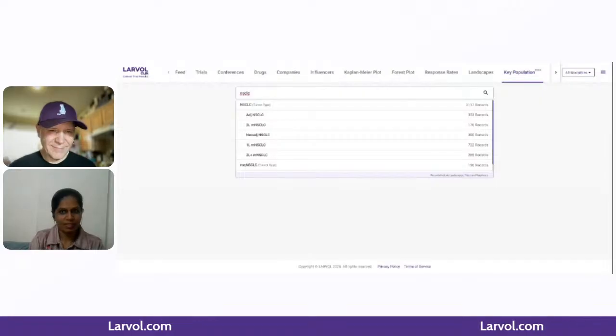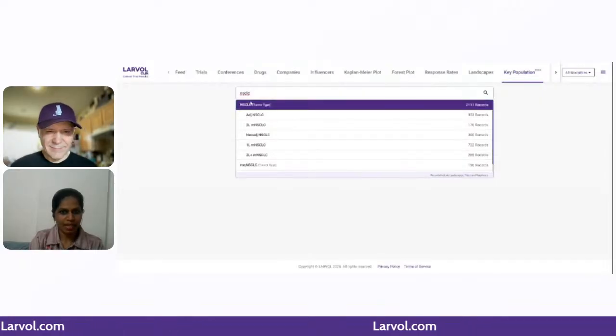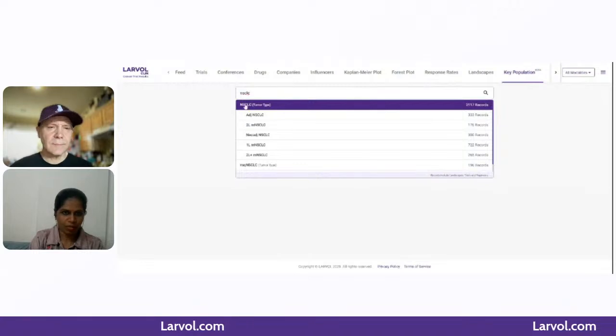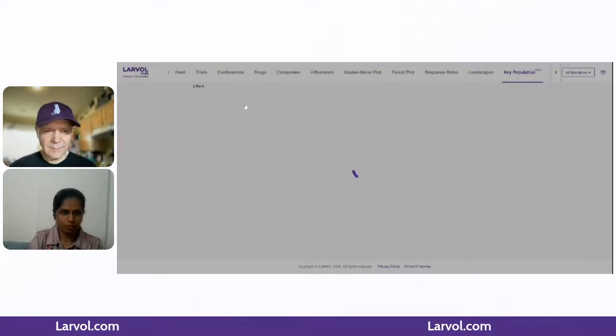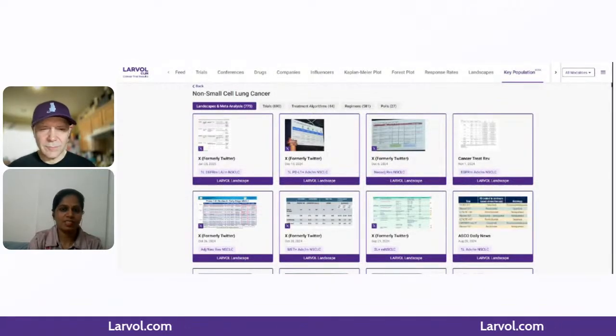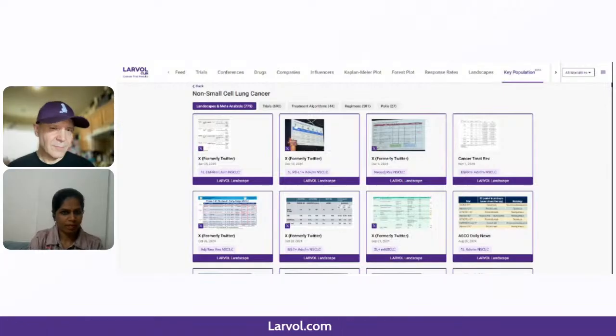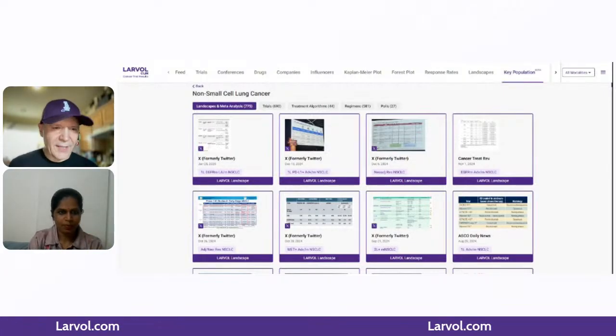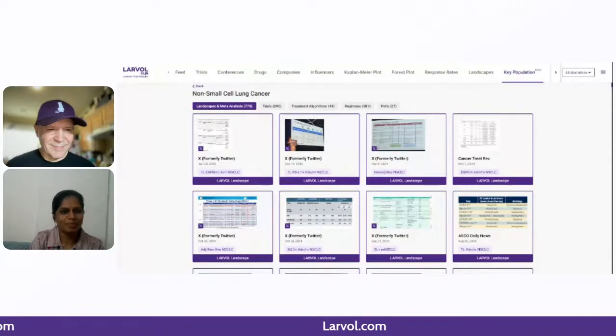So here, under the key population tab, I can click on any specific population. For example, I clicked on NSCLC, which is a KTT. KTT in the sense, key tumor type. Bruno, you can still hear me, right? Yes, I can. Okay. Yeah.